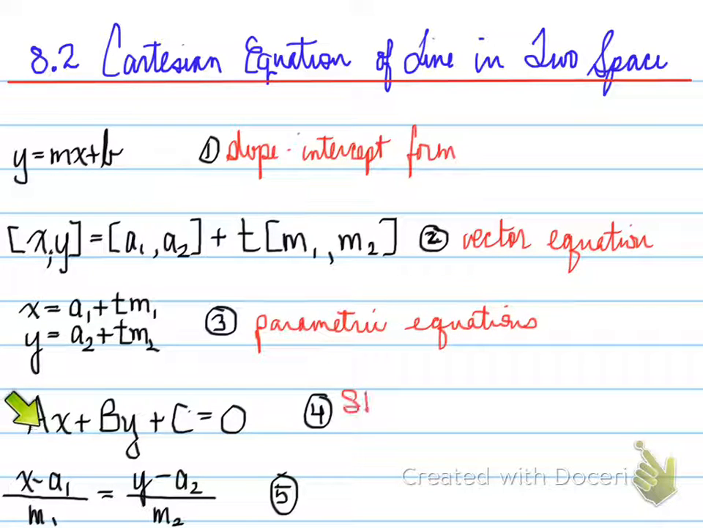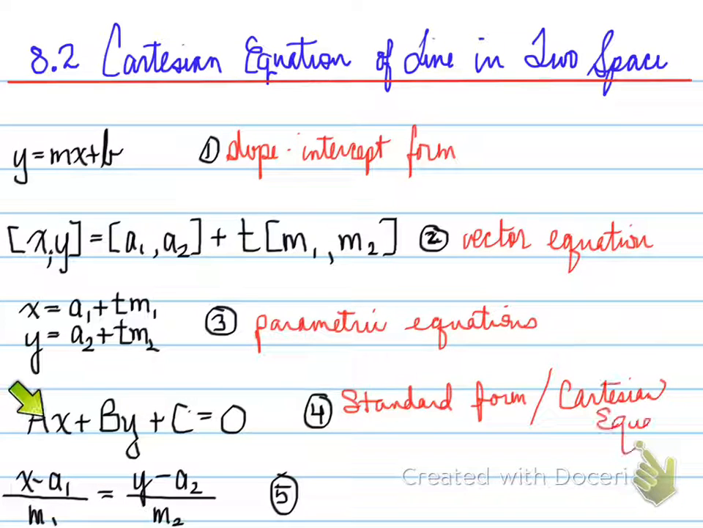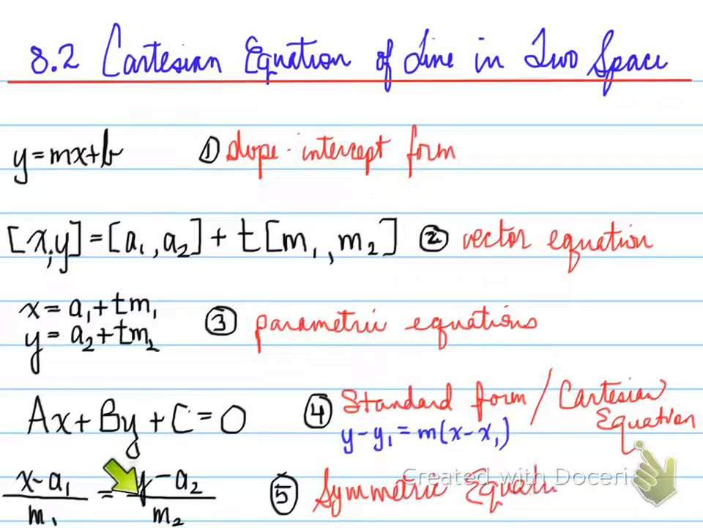This one is the standard form of an equation of a line, which is also known as the Cartesian equation. We use this form to be able to solve it and get this. And finally, the last form turns out to be our symmetric equation. Our symmetric equations are basically when isolated for t. All of these values will actually equal your parameters.